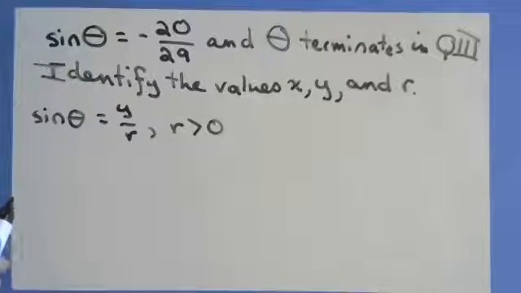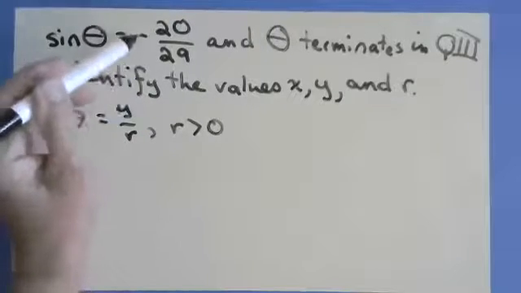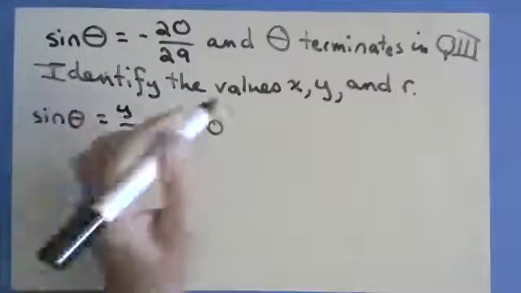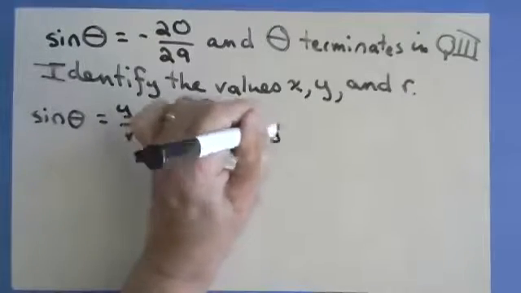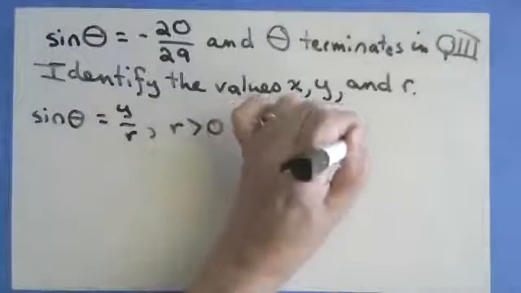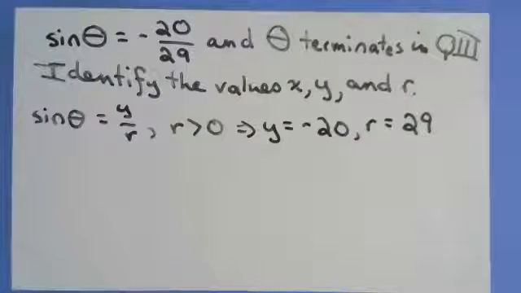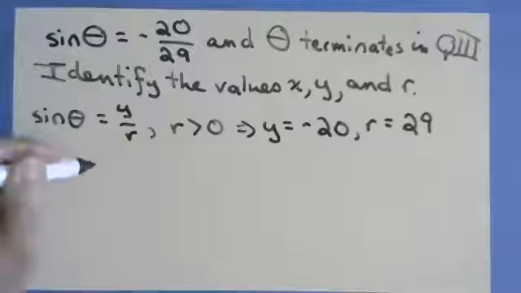It's never 0, it's never negative. So we know that this negative sign has to apply to the 20 and not to the 29. And that tells us right away that y is equal to negative 20 and r is equal to positive 29. That's the first step. We've got 2 of the 3 values that they've set us out to find. We can actually use the information of theta terminating in quadrant 3 to help confirm that we made the right decision for where the negative sign goes.